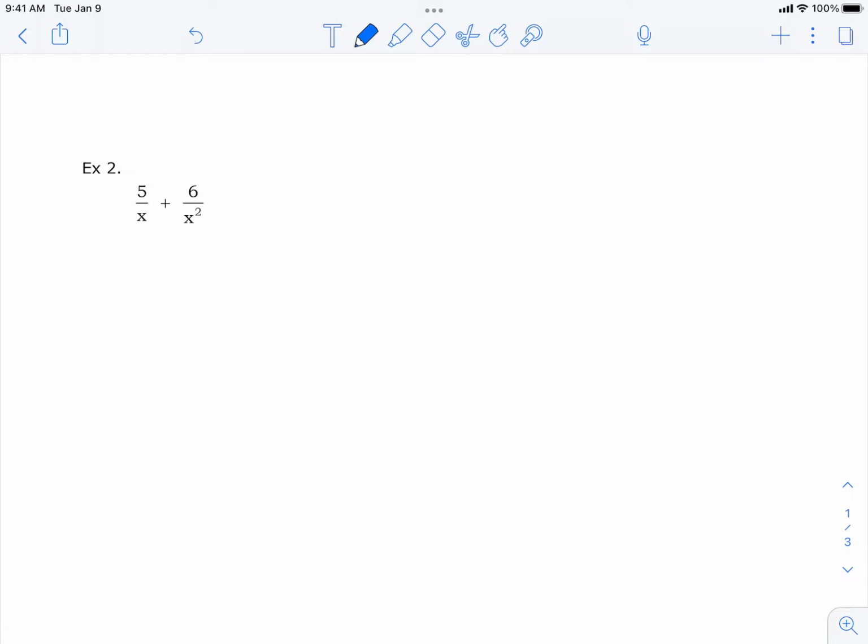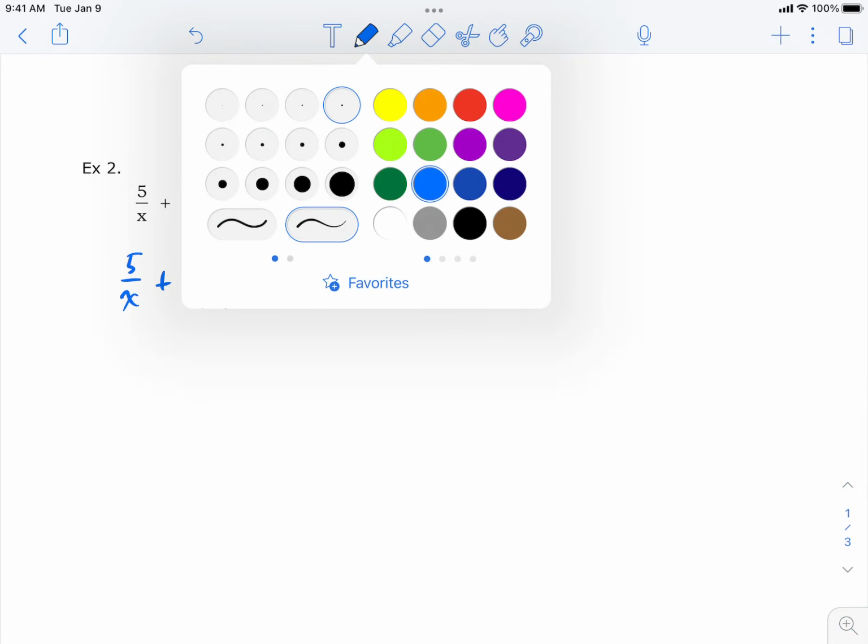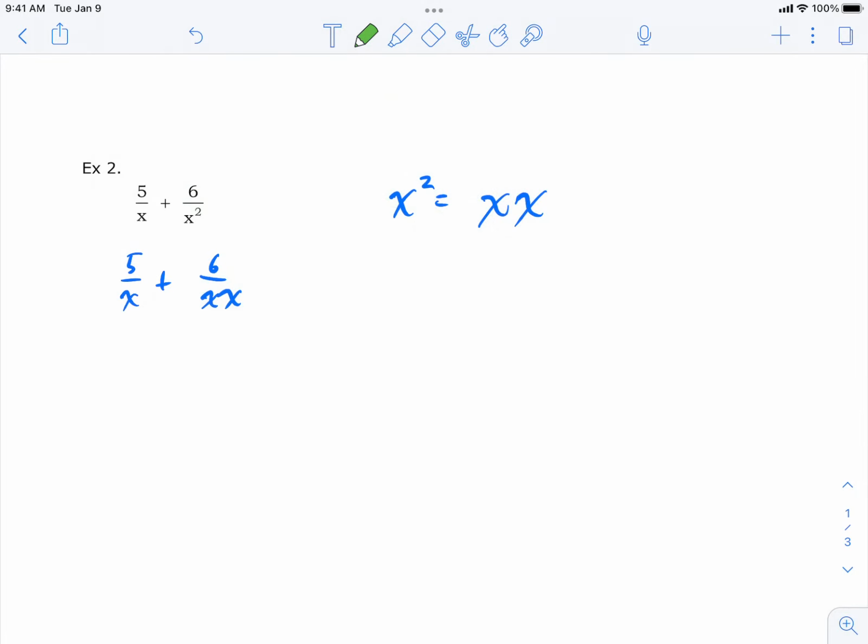Well, you have to think of an x squared this way. What x squared means is, remember, that means make two copies and multiply them. So what x squared means is xx, x times x. So this is kind of like a 5 over x plus a 6 over xx if you wanted to write it that way. And I think if you write it that way, or if you at least think of it that way, you say, well, this denominator has xx, this denominator needs xx. So I have to multiply top and bottom by x.